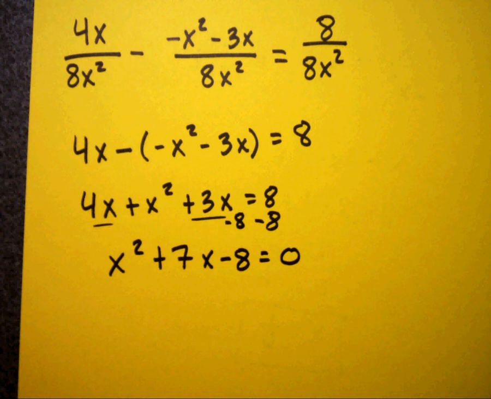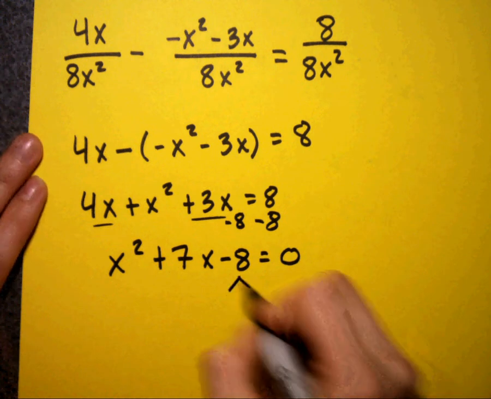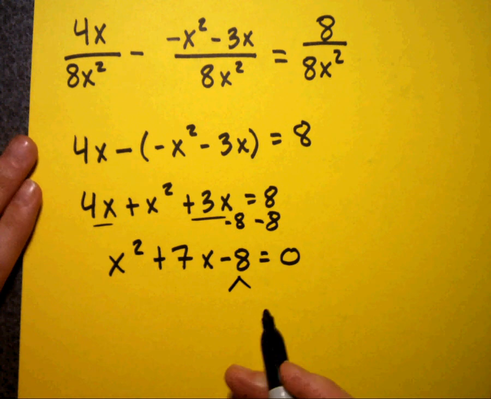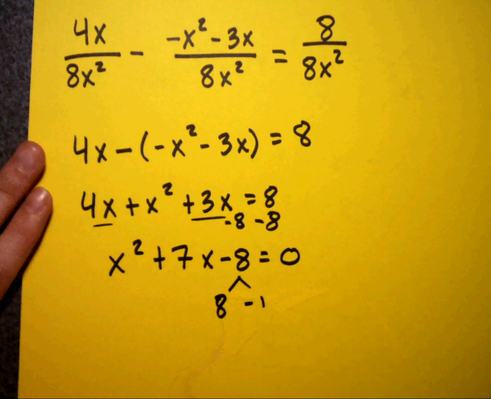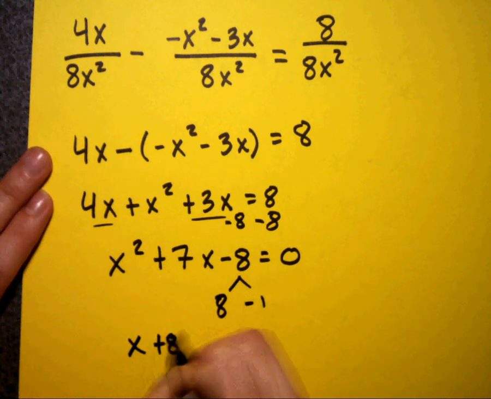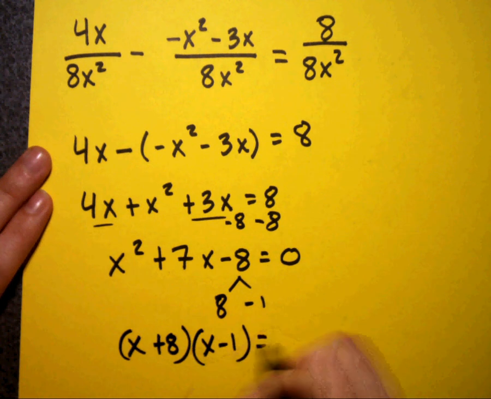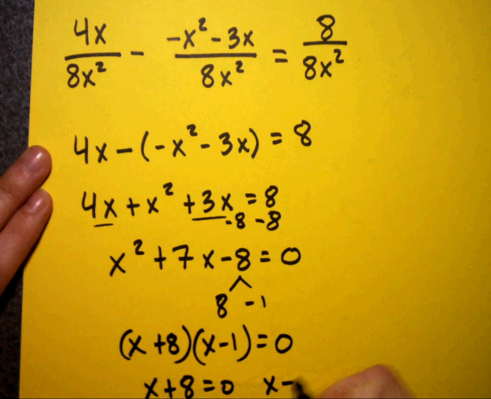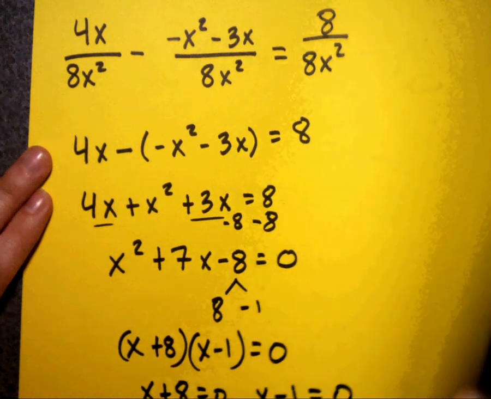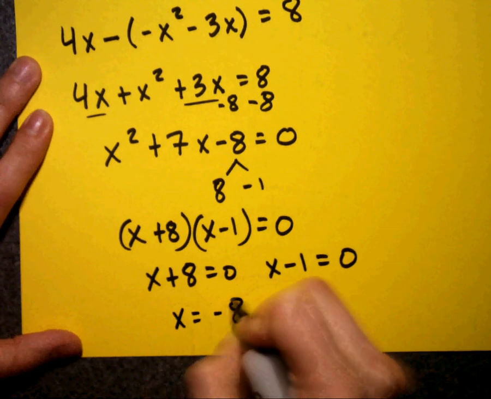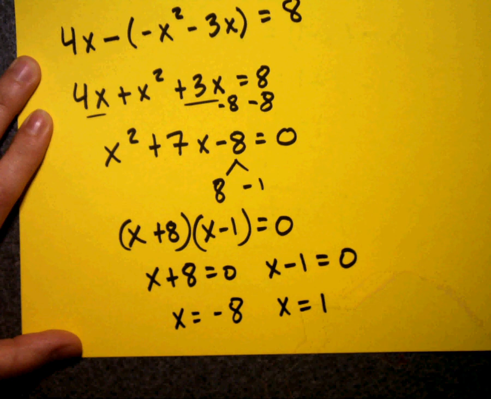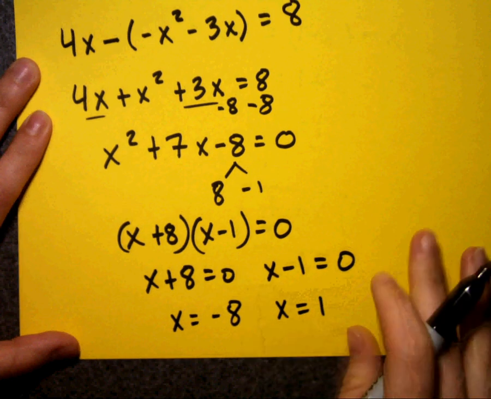And now I can determine however I want to solve this. I'm going to go ahead and factor it since it is factorable. What do I multiply together that gives me negative 8, and when I add it, I get positive 7? That is positive 8 and negative 1. So I have x plus 8 times x minus 1 equals 0. And setting each factor equal to 0 and solving, I get x equals negative 8 and x equals positive 1. And there's my solution.